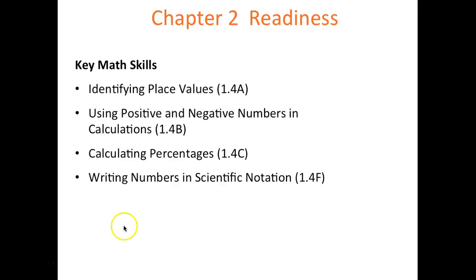So some of the math skills that are carrying over from chapter 1 are identifying place values, using those positive, negative numbers in calculations, calculating percentages, and scientific notation, especially when we're using measured numbers that are either very large or very small, then scientific notation is useful.